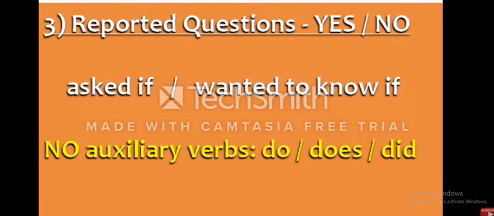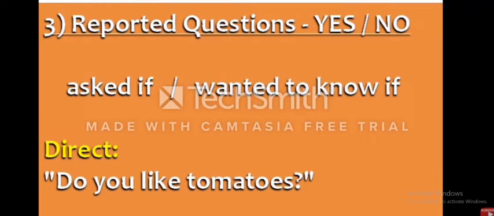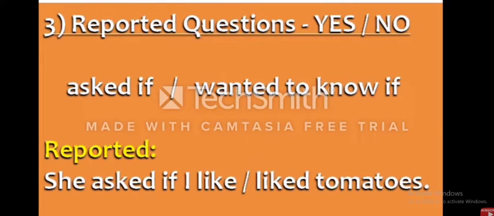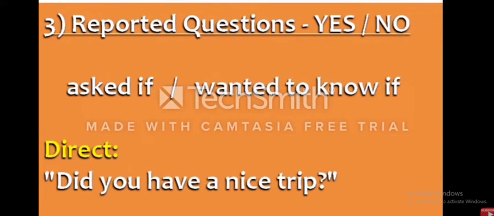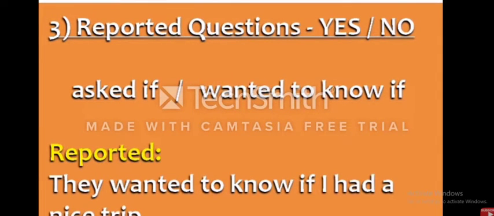In reported yes or no questions, we don't use the auxiliary verbs do, does, or did. For example, direct: do you like tomatoes? Reported: she asked if I liked tomatoes. Direct: did you have a nice trip? In the reported question, we don't use the auxiliary verb did. They wanted to know if I had a nice trip.